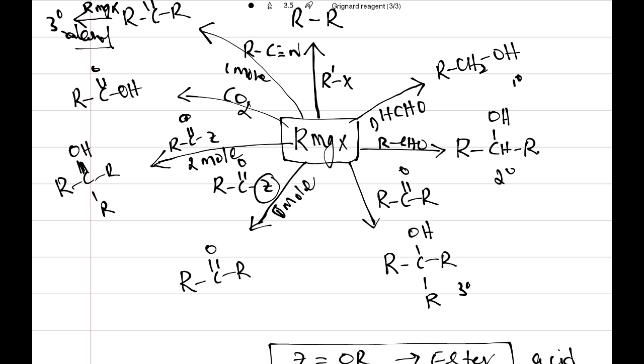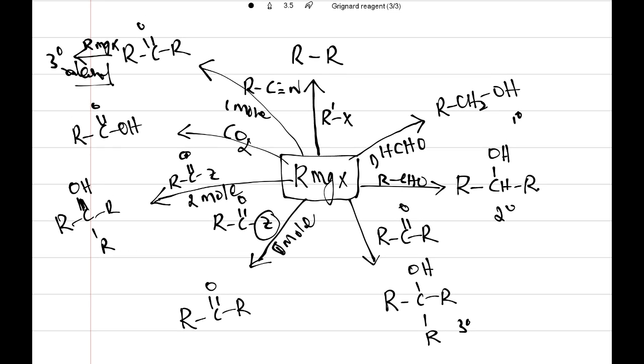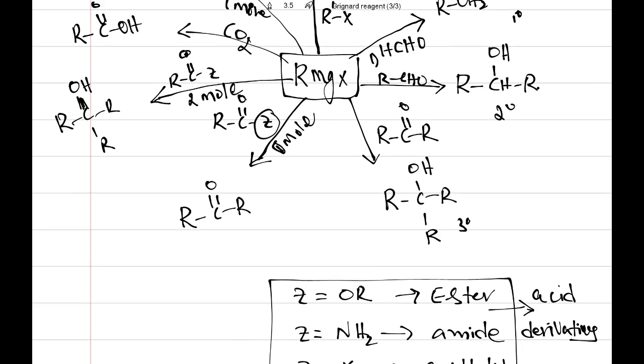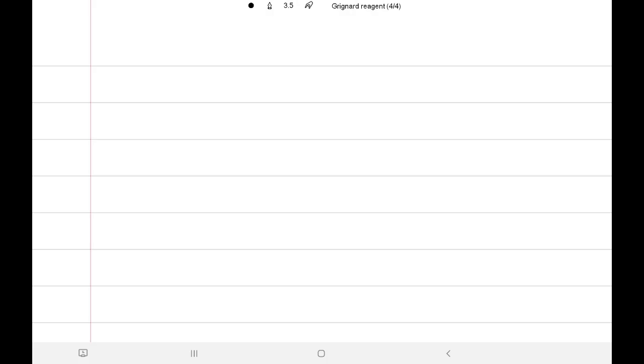Okay, so these are all the different functions of the Grignard reagent, and one by one we will discuss them with the mechanisms. Okay, right. The first one, when it is reacting with formaldehyde, that we will discuss. Clear? Right. Reaction with formaldehyde.